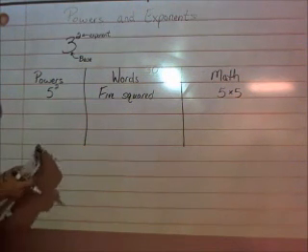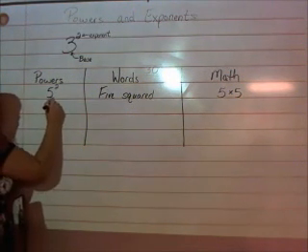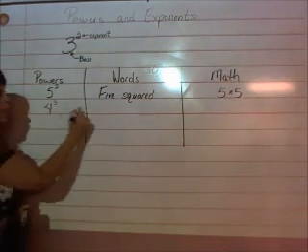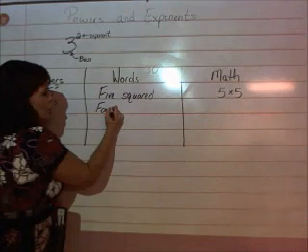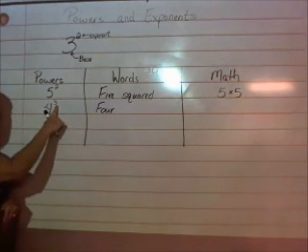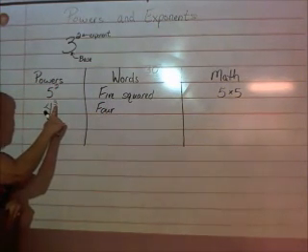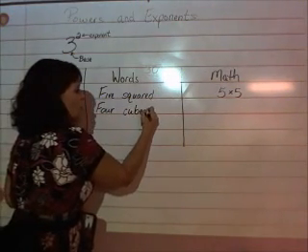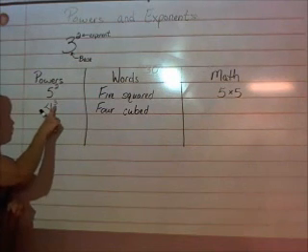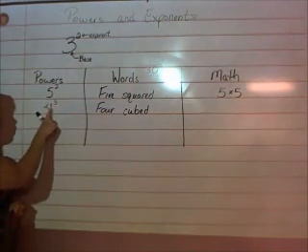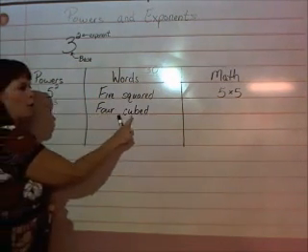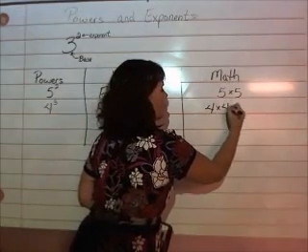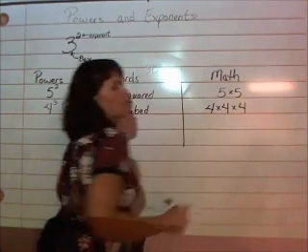The other one you may have, how about 4 with a little 3? Well, we've got our 4 as our base number. And instead of saying to the third power, when you have an exponent with a 3, you can say that it is cubed. So 4 with a little 3, 4 to the third power, or 4 cubed. And the math part would be 4 times 4 times 4.